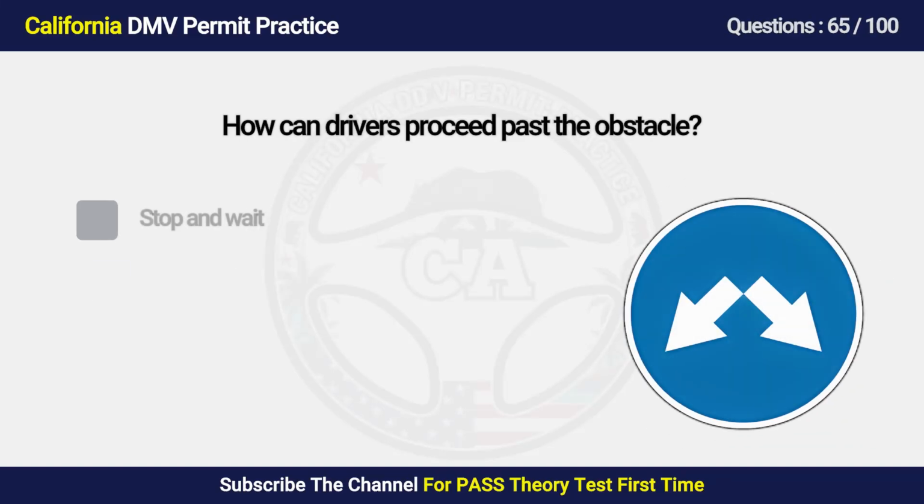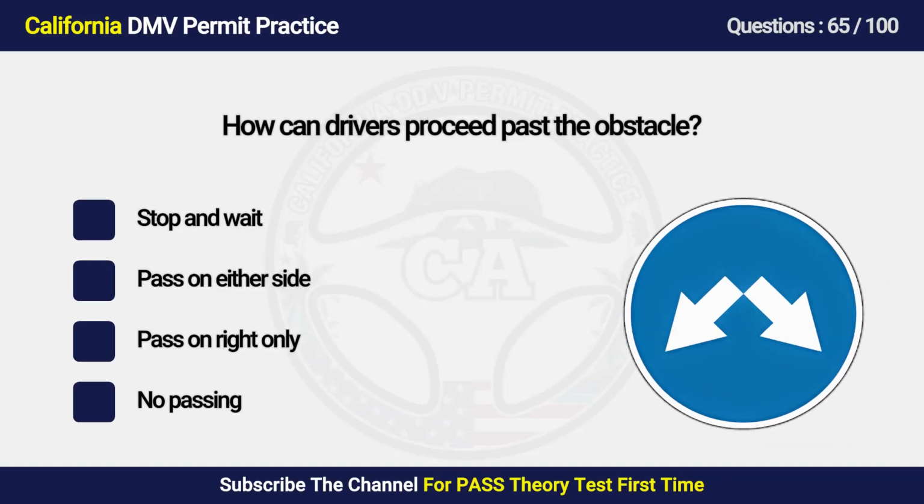Question 65. How can drivers proceed past the obstacle? A. Stop and wait. B. Pass on either side. C. Pass on right only. D. No passing.